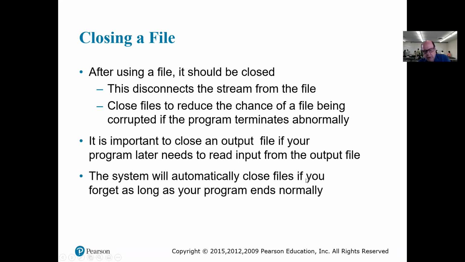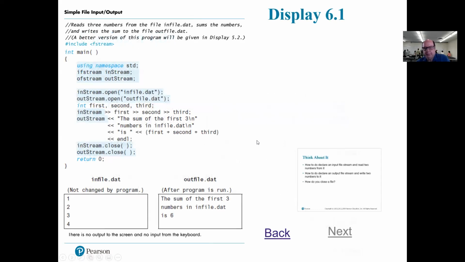So if my program closes normally, then the system most likely is going to close the file. But if it doesn't close normally, if it's abnormal or something else has happened, then we're going to have some problem. It's just like you're working on something and then all of a sudden electricity goes out. You don't have your latest updates. So we're going to look at display 6.1 to go over a program like that.